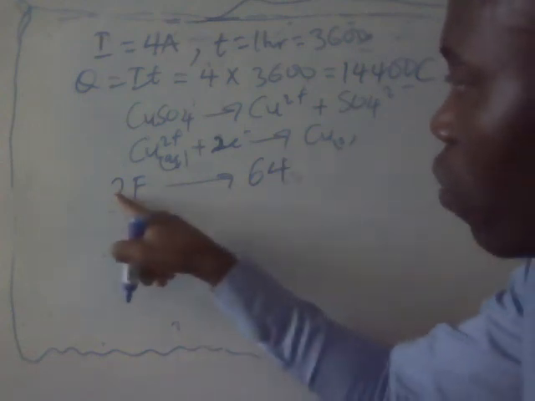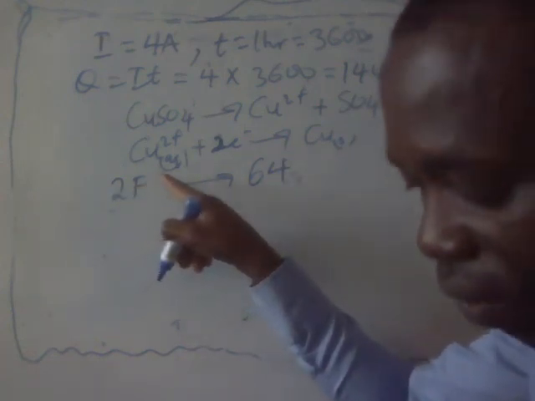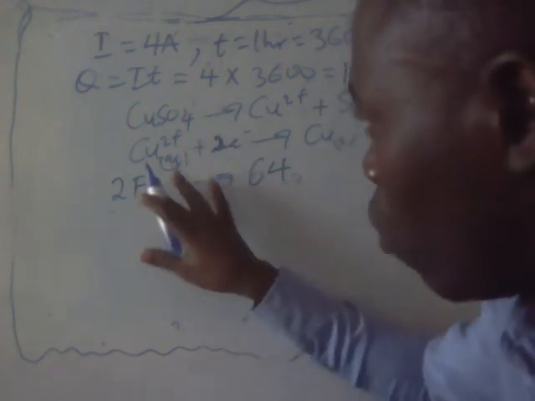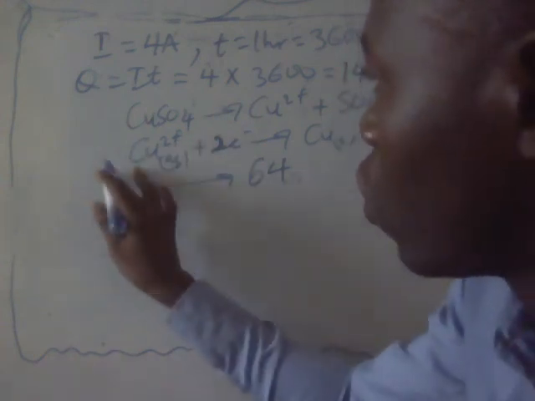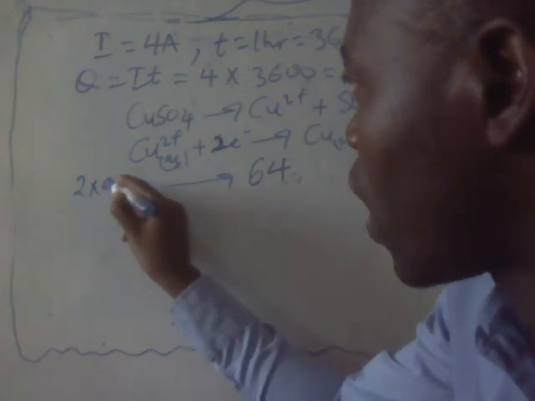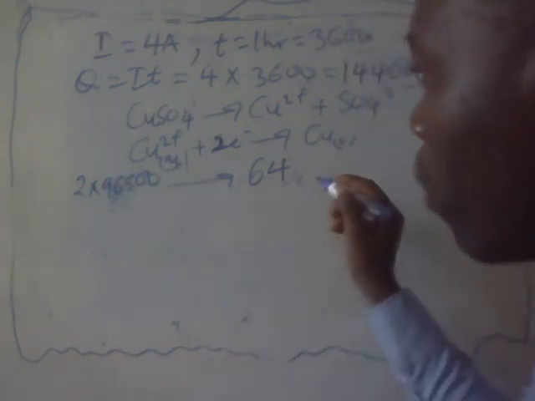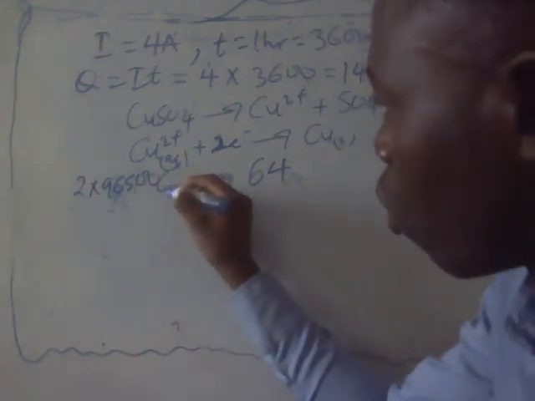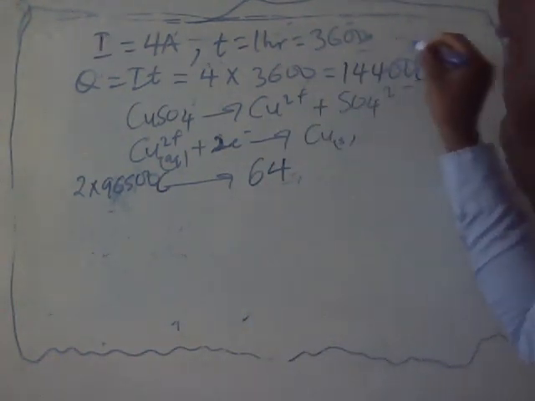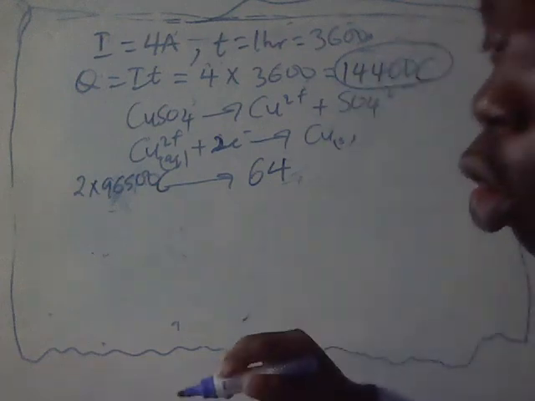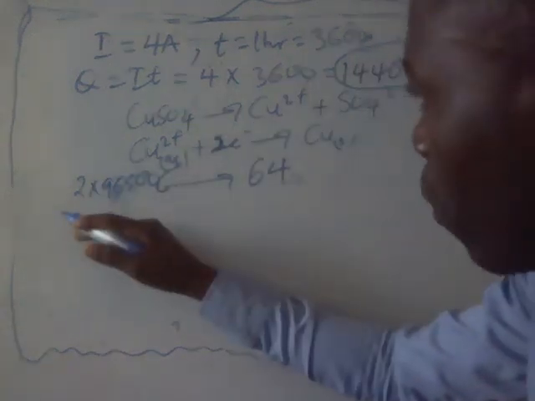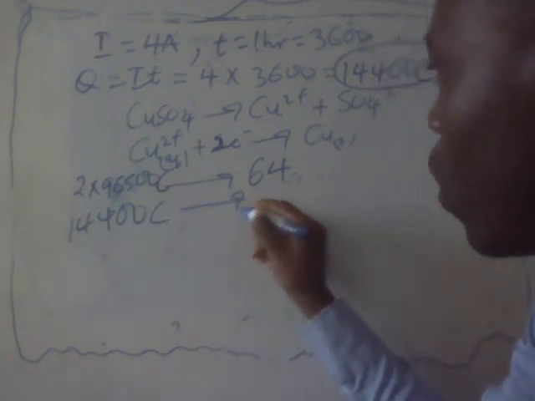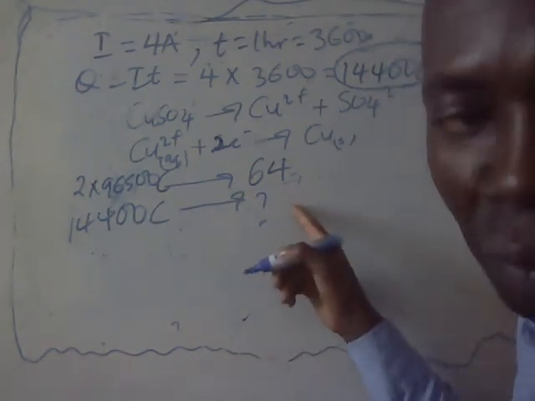This 2 Faraday, you change this Faraday to 96500 coulombs. It's given that 1 Faraday is 96500 coulombs. So it's going to be 2 times 96500 coulombs to give 64 grams. Then you have gotten this one also, 14400 in coulombs. Coulombs will go under coulombs. So 14400 coulombs will give question mark, which is the mass we are looking for.